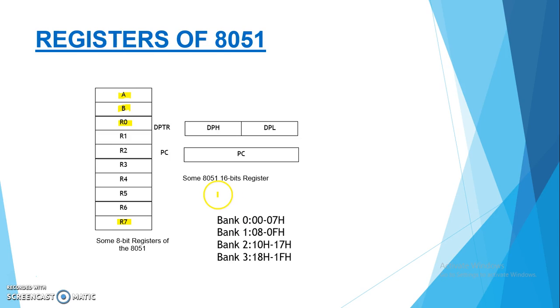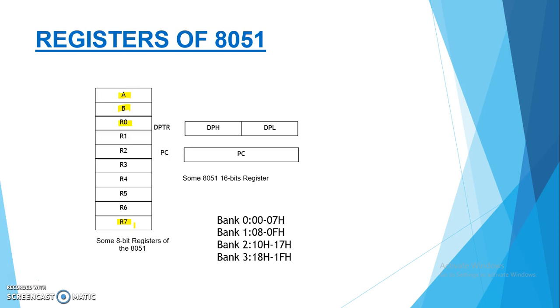So right from the A register and B register, they are 8-bit registers and they are used for general purpose operations. Apart from that, you have R0, R1, R2, R3, R4, R5, R6 and R7. They are also 8-bit registers and they are also used for holding general purpose data. The only thing that differs is that R0 to R7 have been allotted to their respective banks: Bank 0, Bank 1, Bank 2 and Bank 3.